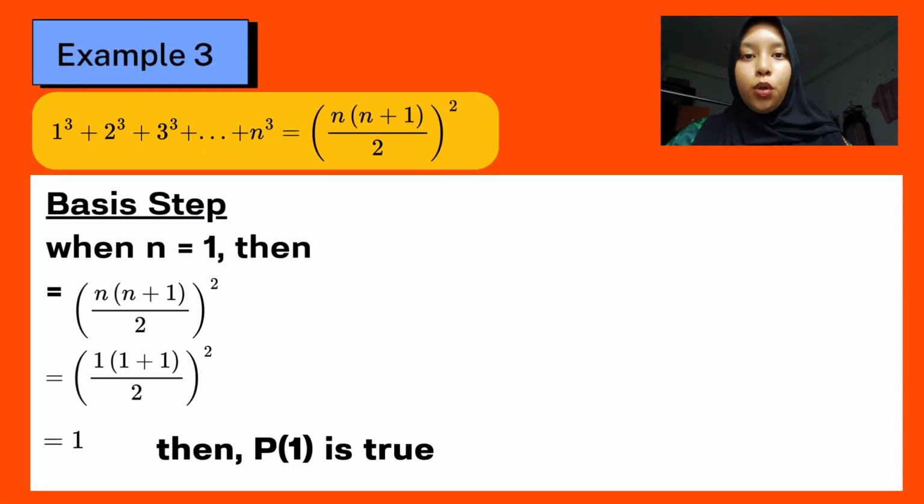Our question is 1 cubed plus 2 cubed plus 3 cubed plus up to n cubed equal to n multiplied by n plus 1, divided by 2, all squared. For the basis step, when n equals 1, n multiplied by n plus 1 divided by 2 squared, n will be substituted with 1, so it will be 1 multiplied by 1 plus 1, divided by 2, squared. After that, 1 plus 1 is 2, 2 divided by 2 is 1, and 1 squared is 1.